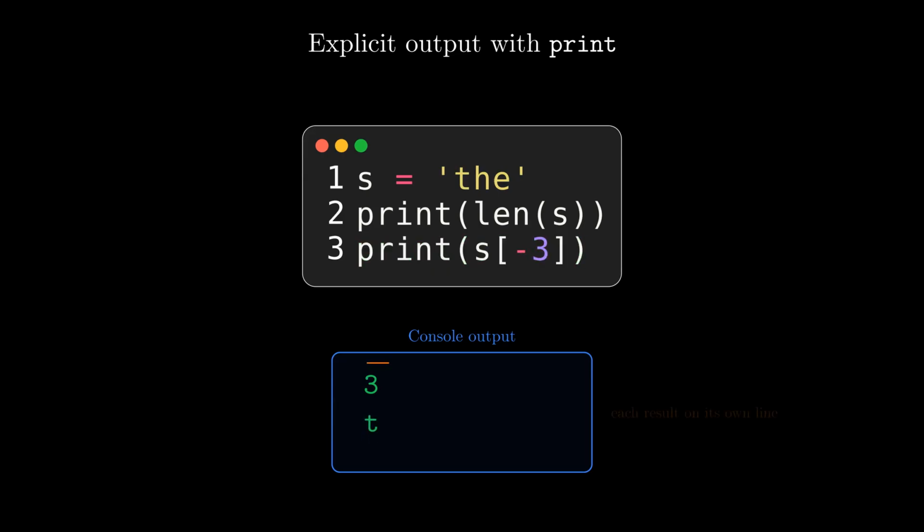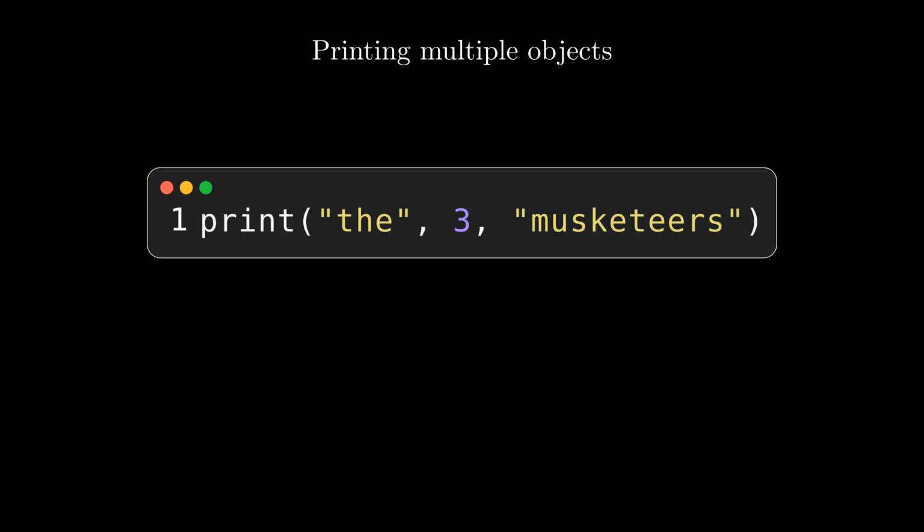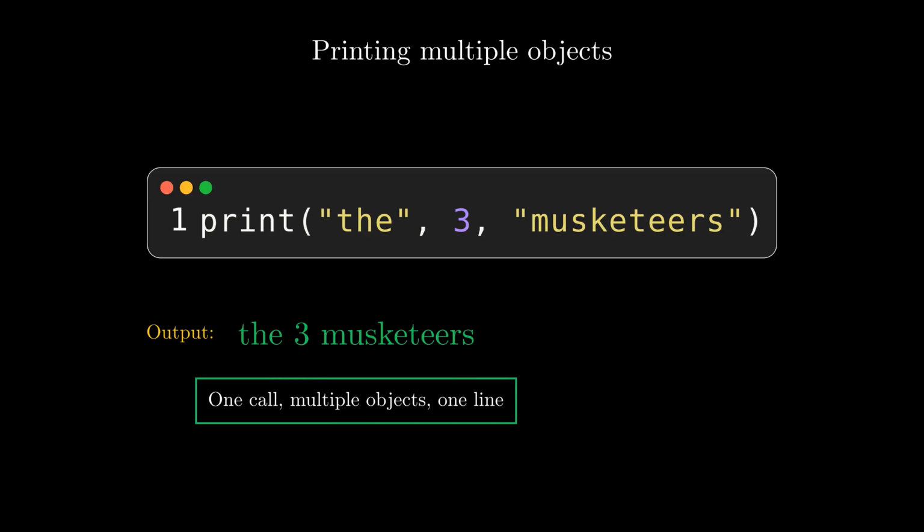Every print call ends with a new line, so consecutive prints stack vertically. Each result appears on its own line. To put several values on one line, pass them to a single print call separated by commas. Print the string "the", the integer 3, and the string "musketeers". Python prints each object regardless of its type. Strings and integers mix freely, and Python automatically inserts a single space between consecutive objects. The result reads "the 3 musketeers" with spaces between the words. Those spaces come from the commas, not from anything you typed inside the strings. One print call, multiple objects, one line of output, spaces handled for you.